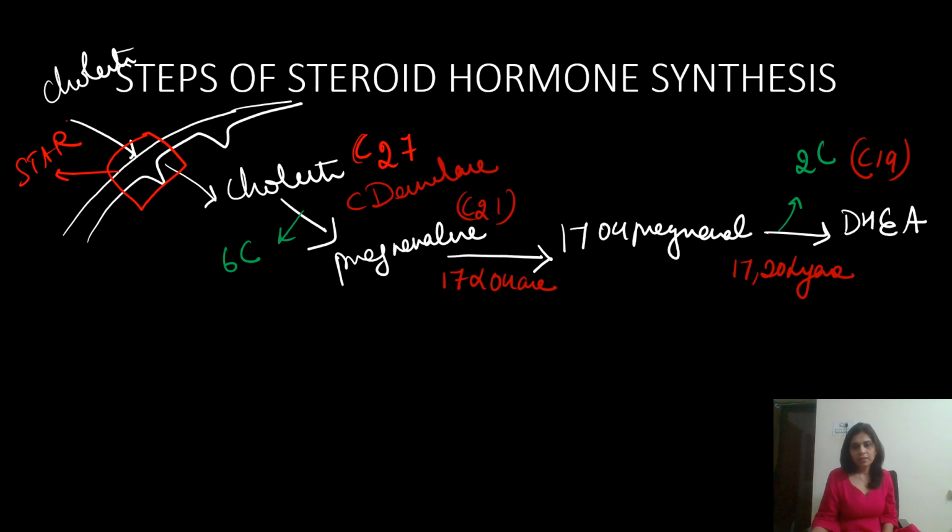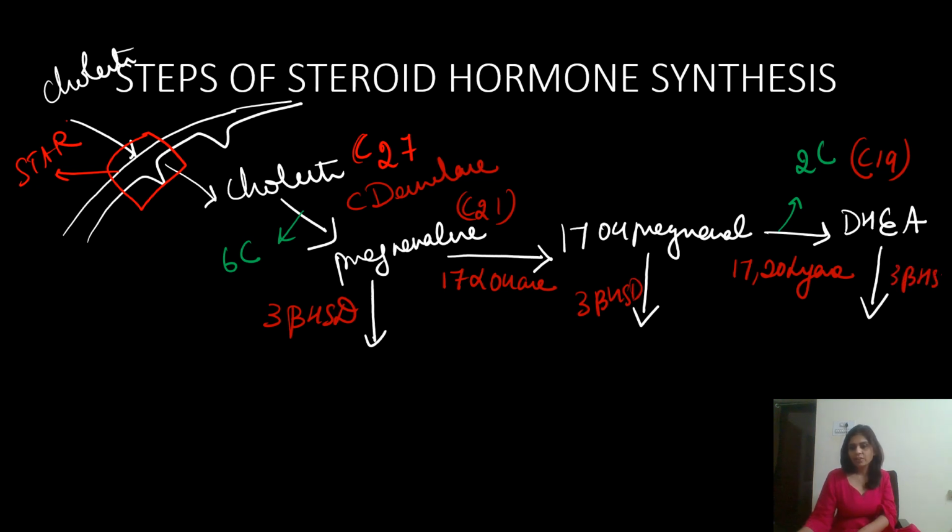Now from pregnenolone, this pregnenolone is acted upon by the next enzyme, 3-beta hydroxysteroid dehydrogenase. Remember, that's an enzyme which acts on pregnenolone. It also acts on 17-hydroxypregnenolone. It also acts on DHEA. So what is the common enzyme? The common enzyme is 3-beta hydroxysteroid dehydrogenase.